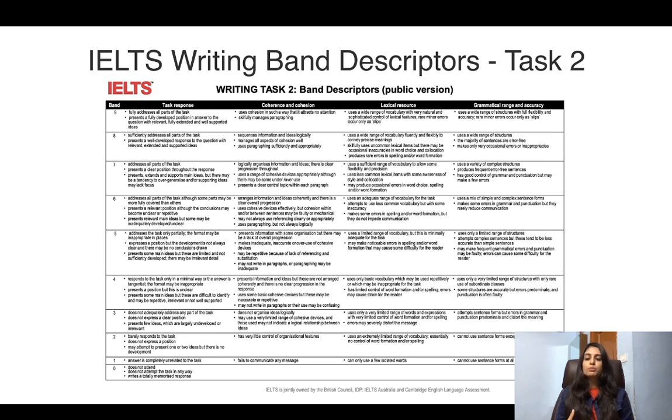So this is with regards to your Task 2 or your essay. You need to respond to the entire task given to you, and then you have to maintain coherence and cohesion in your essay, along with showcasing a wide range of vocabulary in the form of lexical resources, and your grammar should be in place with usage of a wide range of structures, different types of sentences, and rare slips are accepted. So let's move ahead.